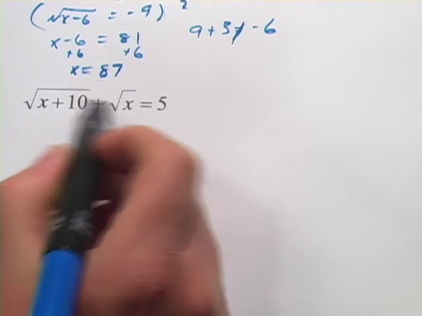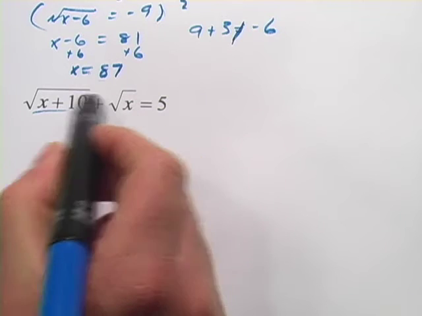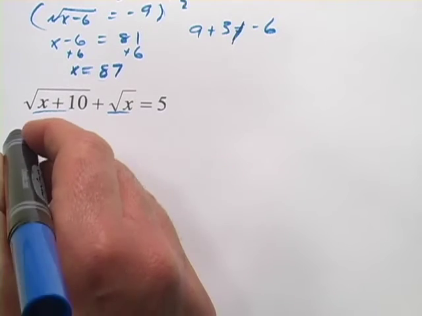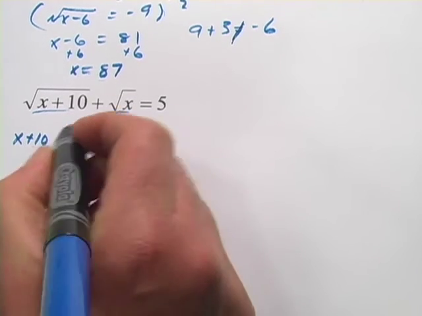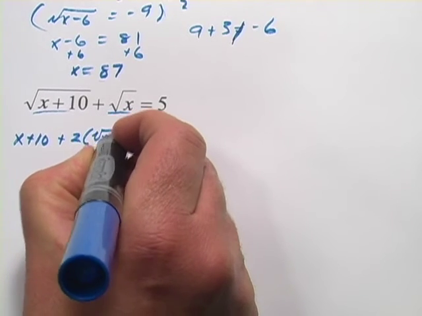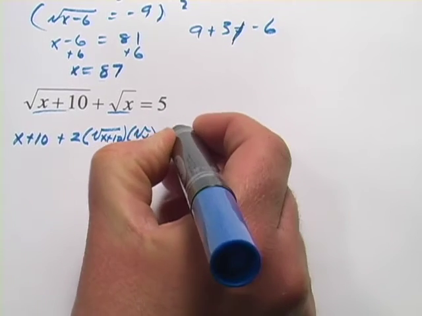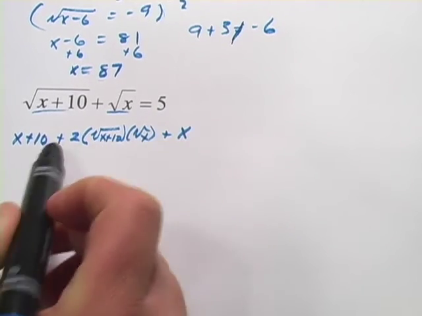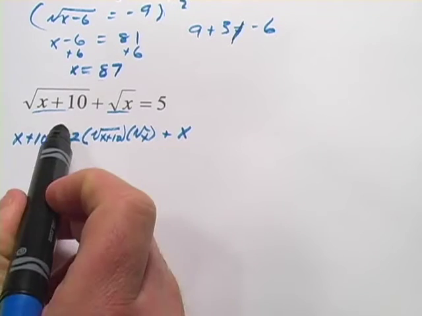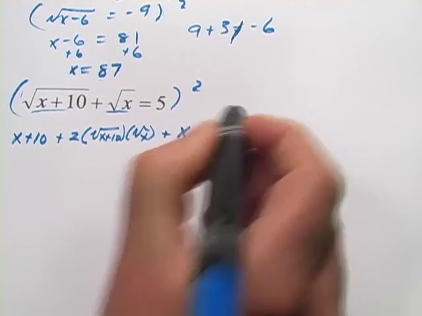So when we square this side, when we FOIL it, we're going to get this term squared. We're going to get 2 times this term, and then we're going to get this term squared. So that comes out to x plus 10 plus 2 times square root of x plus 10 times square root of x plus x. You might want to verify that yourself by FOILing it out, but that's this side squared. So all we're doing is squaring here. And then, of course, over here we're going to have 25.